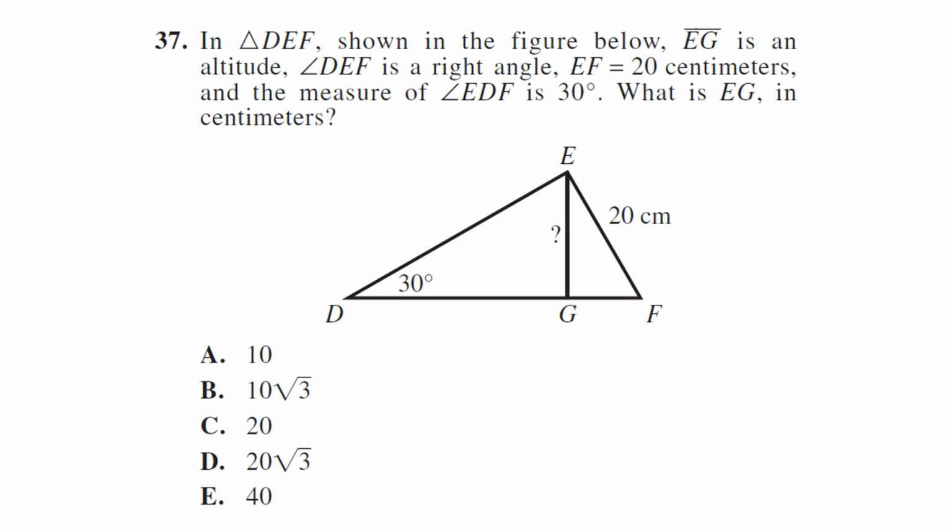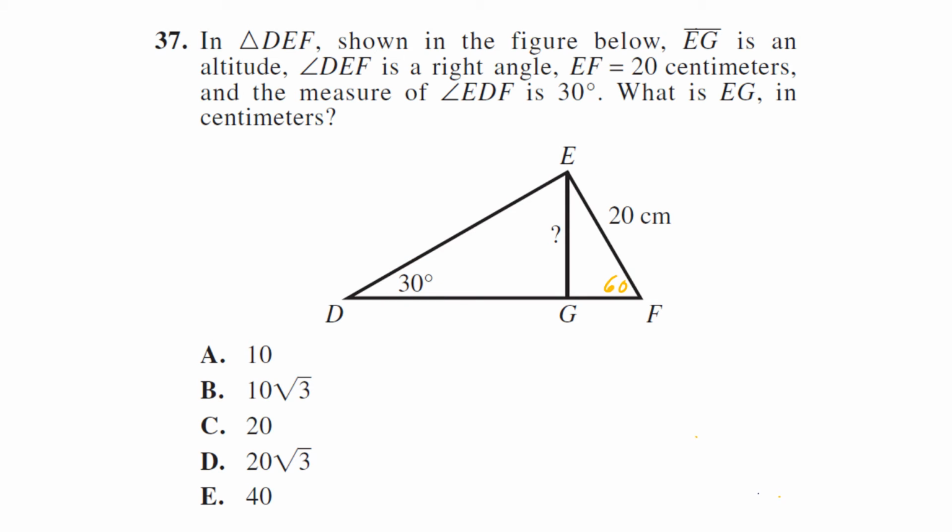In triangle DEF shown below, EG is an altitude. DEF is a right angle. So from here to here, this is 90 degrees. If this is 30 degrees, now we know this has to be 60 degrees, because there's 180 degrees in a triangle.